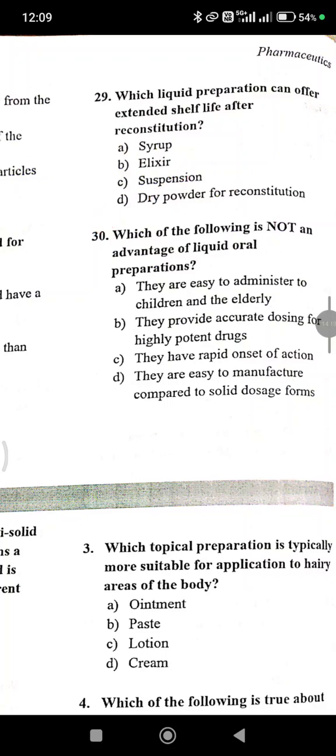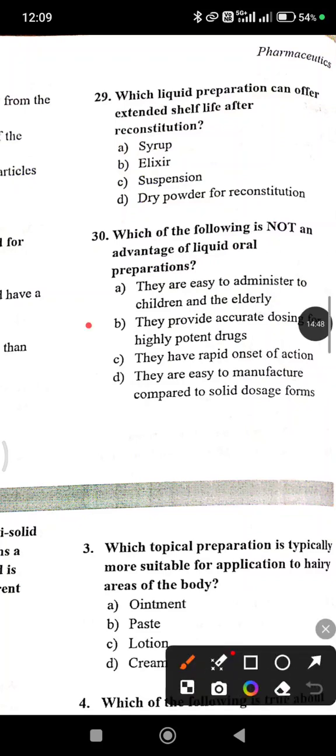The last question of this topic is question number 30. Which of the following is not an advantage of liquid oral preparations? They are easy to administer to children and the elderly. Option B, they provide accurate dosing for highly potent drugs. They have a rapid onset of action. They are easily manufactured as compared to solid dosage forms. That is option B, accurate dosing for highly potent drugs.